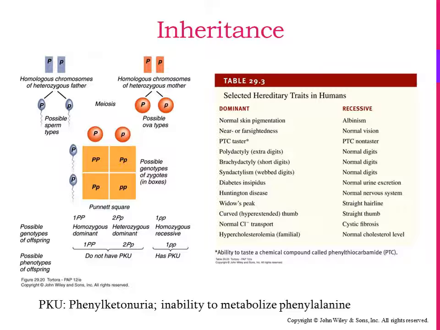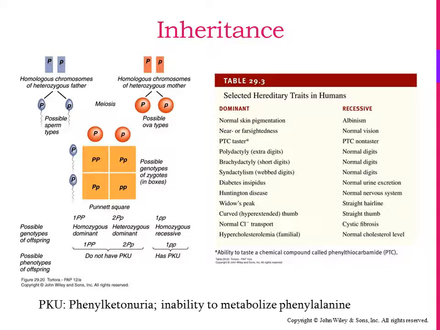This table indicates selected hereditary traits. Note that some abnormal or disease conditions, such as diabetes insipidus and Huntington's disease, are actually dominant traits. Huntington's is unique because the disease itself, although it's genetically present, doesn't manifest itself until later in life, after reproduction. So an individual may be heterozygous or dominant for Huntington's, but the condition itself will not manifest until later in life.